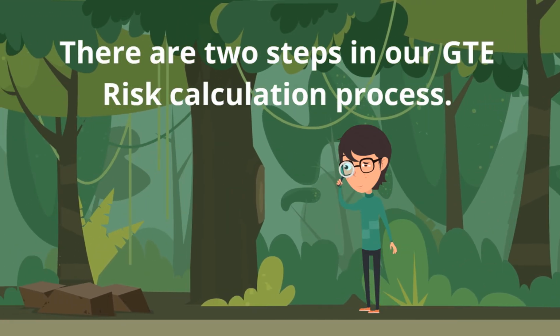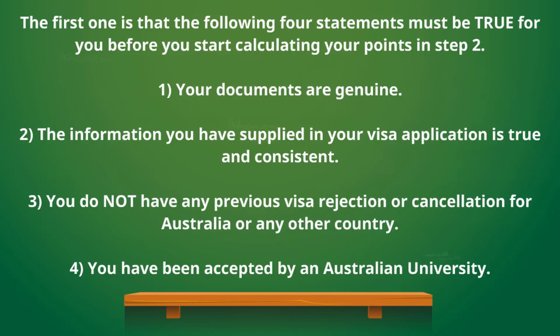There are 2 steps in our calculation process. The first one is that the following 4 statements must be true for you before you start calculating your points in step 2. First, your documents are genuine. Second, the information you have supplied in your visa application is true and consistent. Third, you do not have any previous visa rejection or cancellation for Australia or any other country. And fourth, you have been accepted by an Australian university.